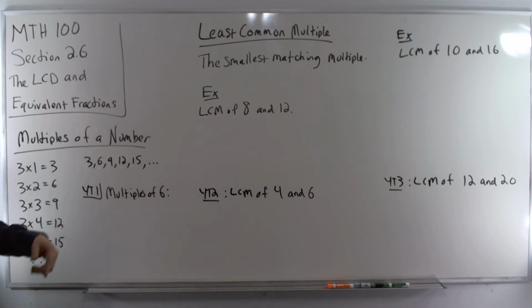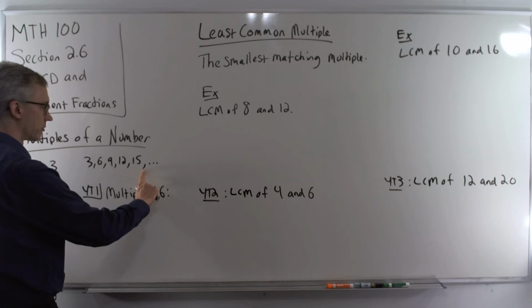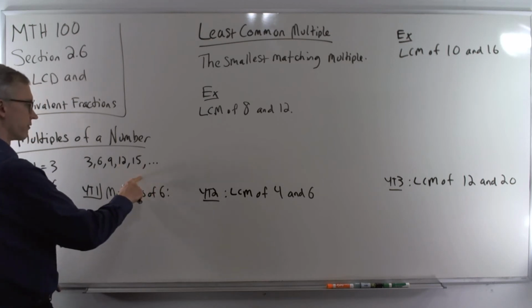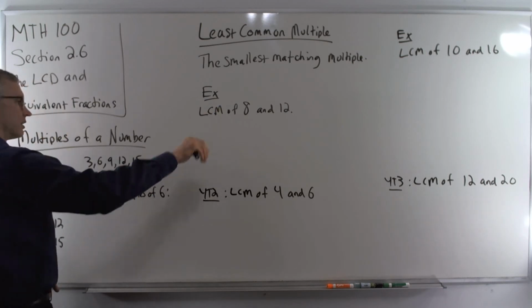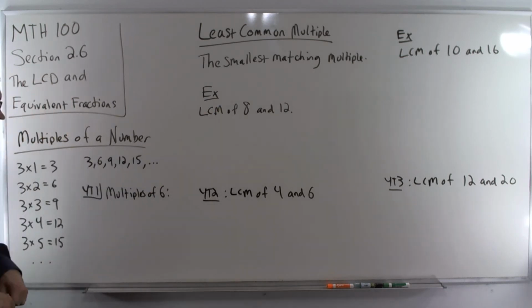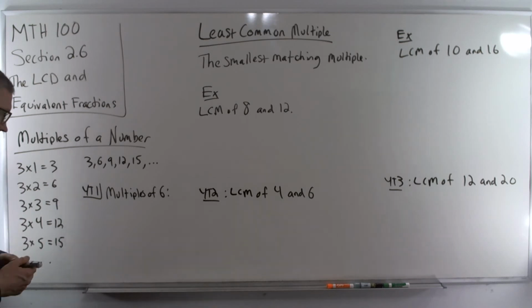So if you want to list out the multiples, you could just write out a comma-separated list, and then when you get a certain number of numbers into it, you just put another comma and three dots, and that means it goes on forever. Your turn number 1, find the first 8 multiples of 6.